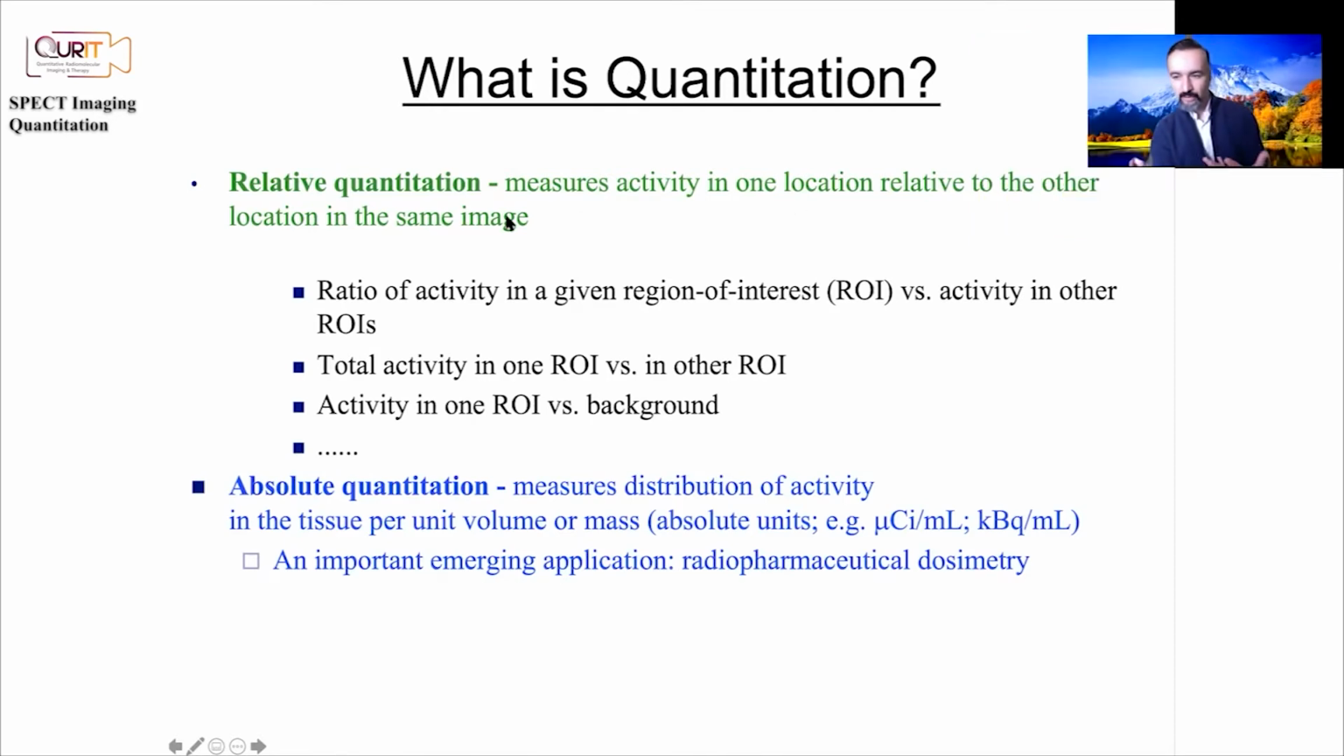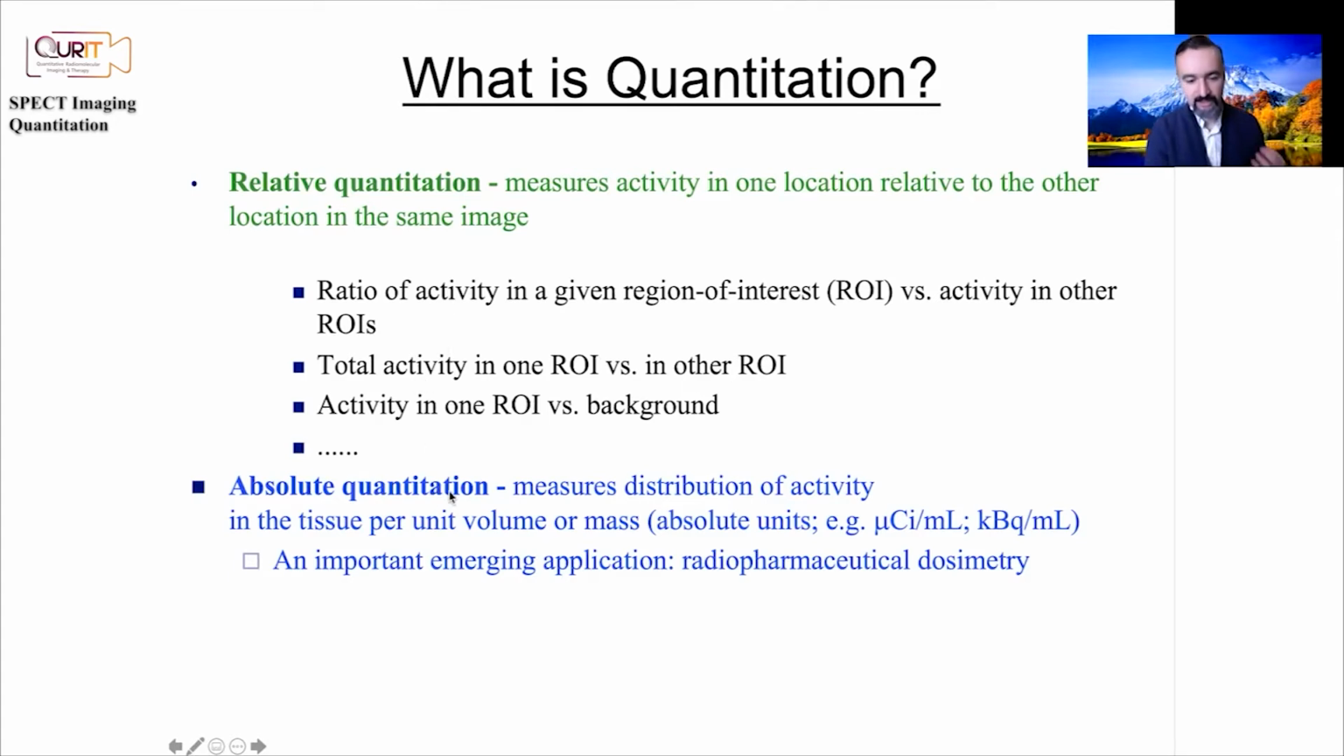That word can be used in two senses: relative versus absolute. Relative quantitation is when you're measuring activity in one location relative to another location. So you want them in relation to each other to represent the correct counts. You don't need the absolute counts, but you need the relative counts to be appropriate. So you're comparing the activity in a particular region of interest versus activity in some other region of interest, in some background, or total activity and things like that.